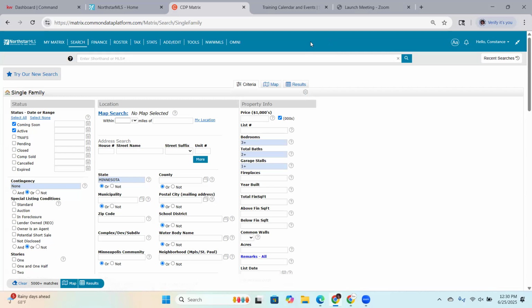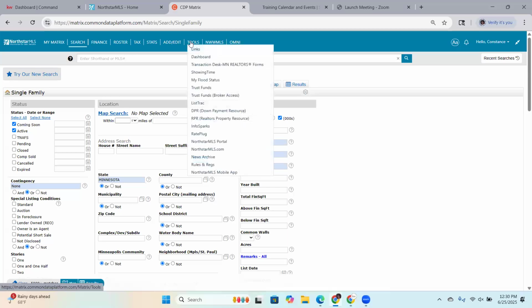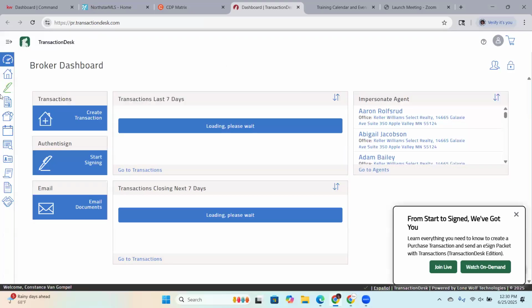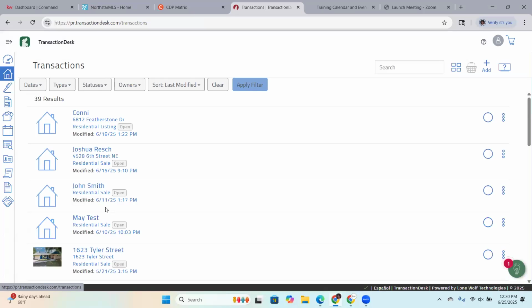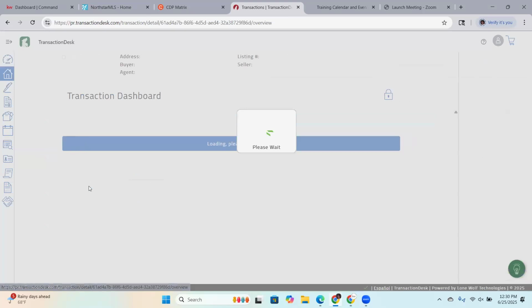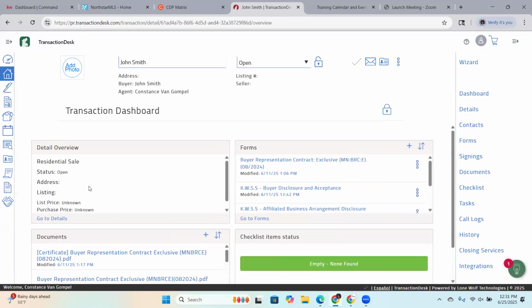All right, so we're gonna get started. So today we're gonna do purchase agreements. And once again, we're gonna go over to tools, to our transaction desk. And we're gonna go to our house and we're gonna find our buyer. The buyer we're using, on my system, is gonna be John Resch. And now we have to write our purchase agreement.